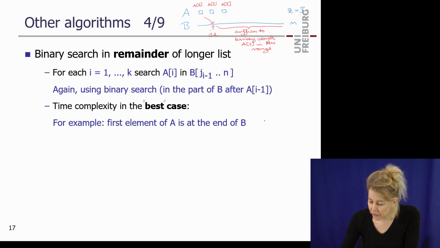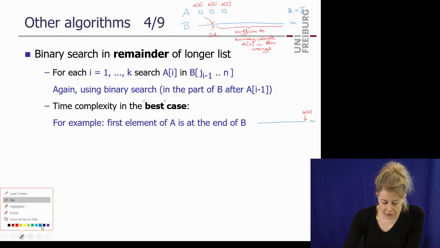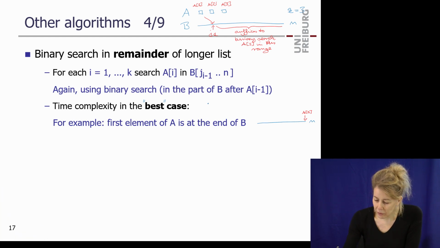So my B is like so, and it's just to get intuition. Let's just say A1 is here. A1 is already at the end and nothing comes afterwards. I don't have to search anything for A2, A3 anymore, because I know that they won't occur in B. So it's basically one binary search. But maybe it could be even faster. But the point is, in the best case, this would be very fast.